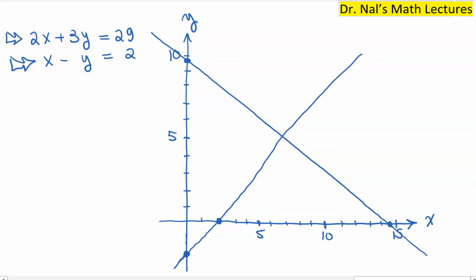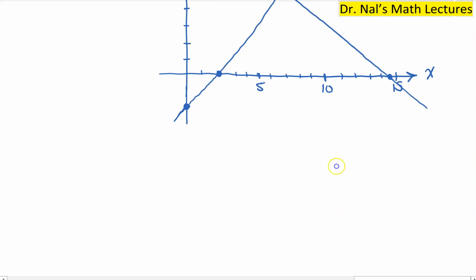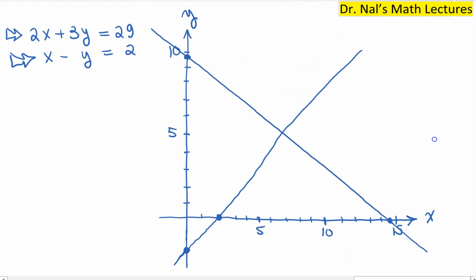So this is the second line. So the first line was, oops, sorry for that. All right, there you go. So the first equation was 2x plus 3y equals 29. And the second one is x minus y equals 2. And the key idea is to look at the intersection of these two lines, which is clearly this point over here. And indeed, that's the desired solution of x equals 7 and y equals 5, right?